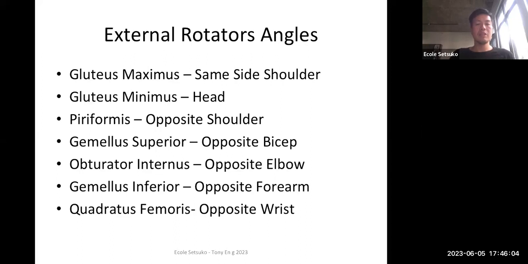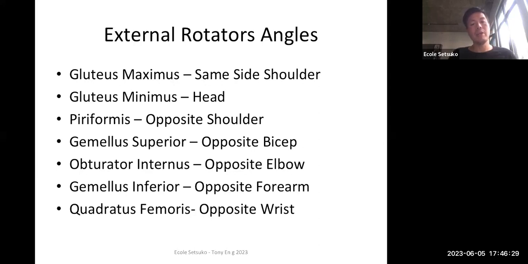Now start to bring your leg to your opposite forearm. Still holding onto the strap under your foot, bring it to your opposite forearm. Feel a stretch there. That's the gemellus inferior. Take a moment, feel that. It's a deeper muscle.